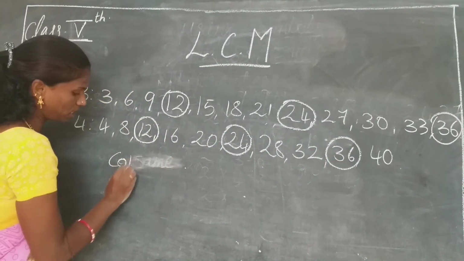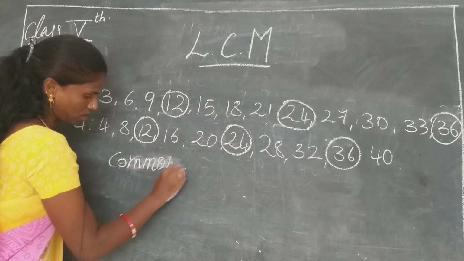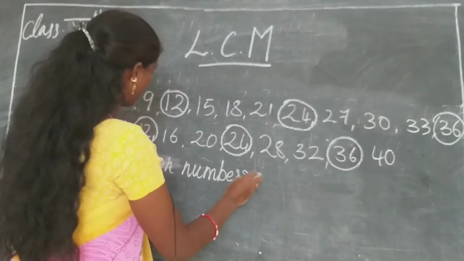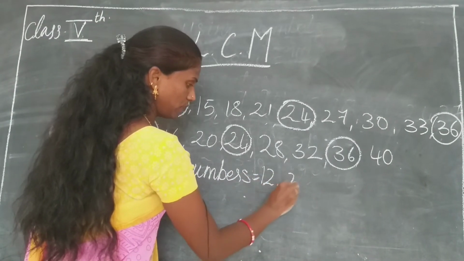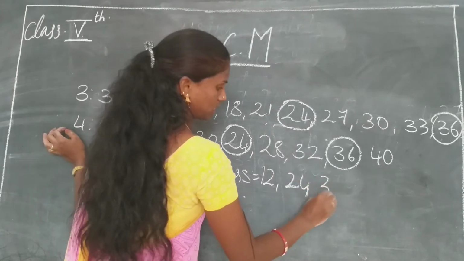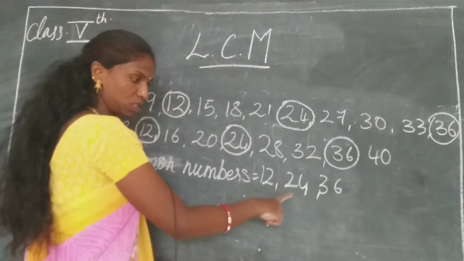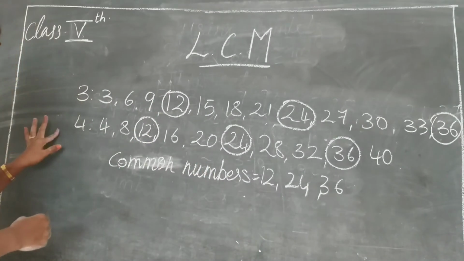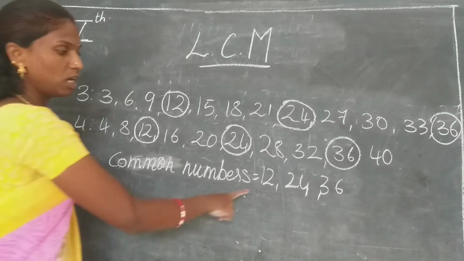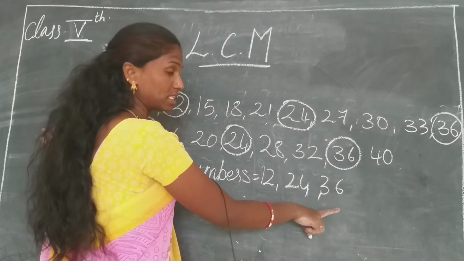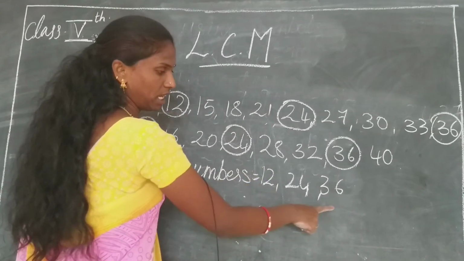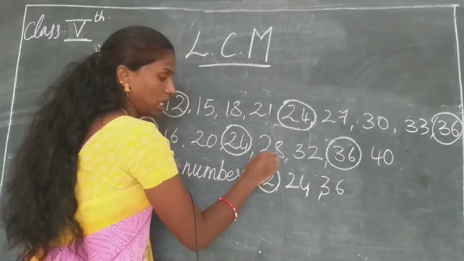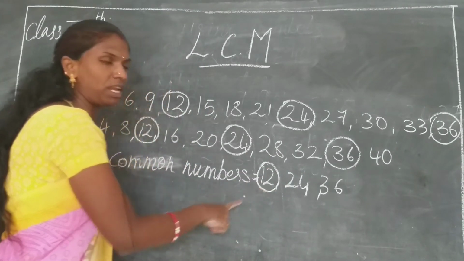What are the common numbers? Common numbers are 12, 24, 36. In 3 and 4, what are the common multiples? 12, 24 and 36. Which is the least among these three? 12. So 12 is the smallest common multiple.